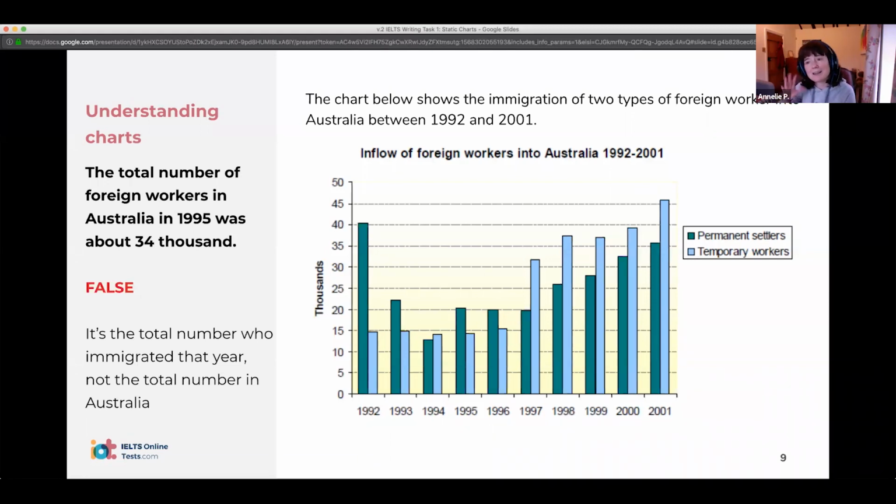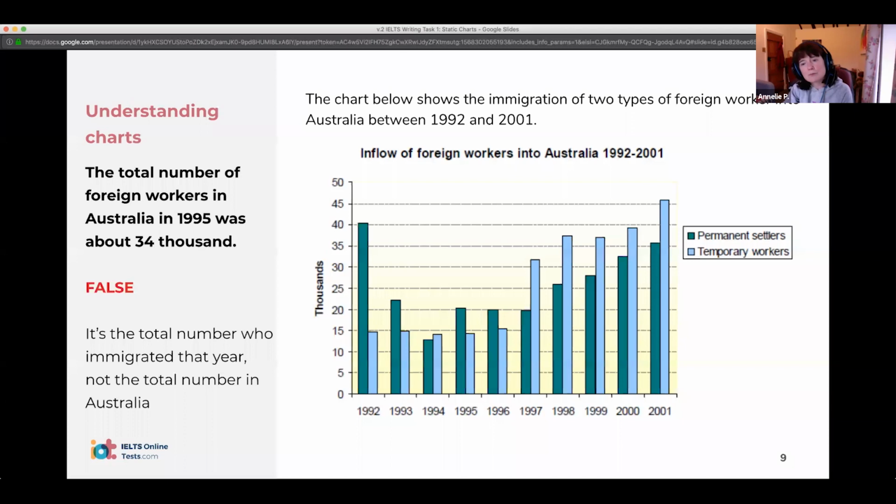Okay, so again, I know these things seem small, but they can make quite a big difference to your score. So just be very careful that you are getting exactly the right information. Okay, I would always underline those kind of words. It's the people coming to Australia, it's not the people in Australia. It's workers, it's not, you know, students, it's not general immigration, it's specifically immigration for work.